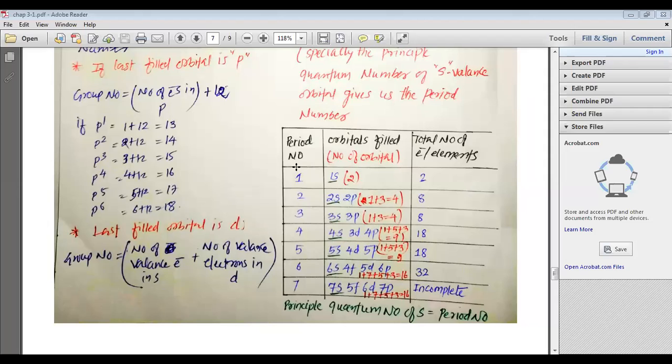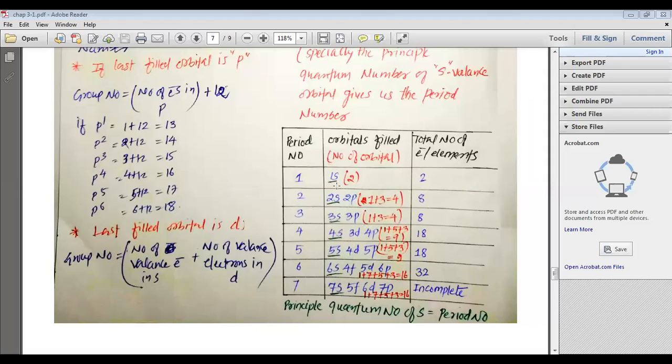Now we know that in an s orbital we can fill 2 electrons. In a p orbital we can fill 6 electrons. In a d orbital we can fill 10 electrons. In an f orbital we can fill 14 electrons.